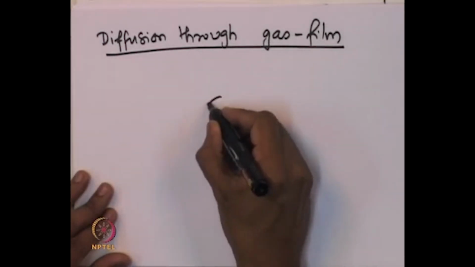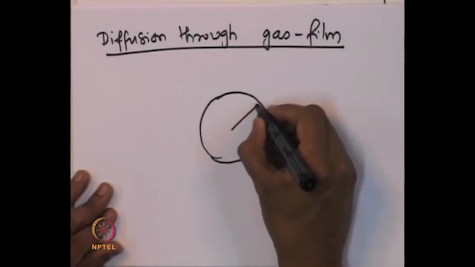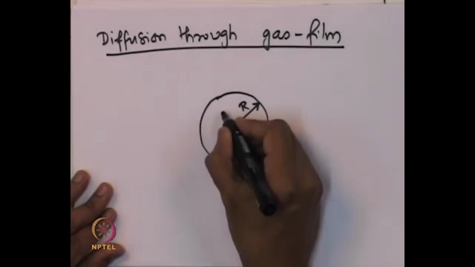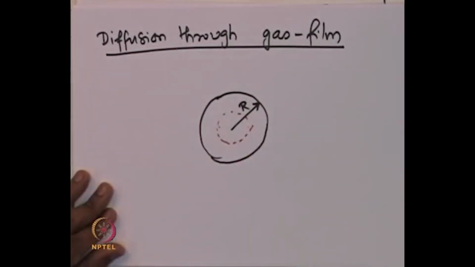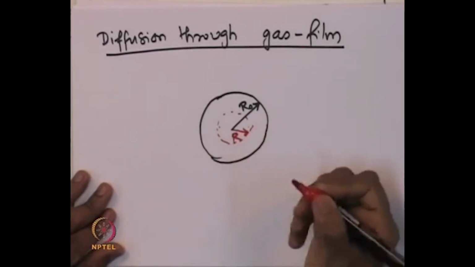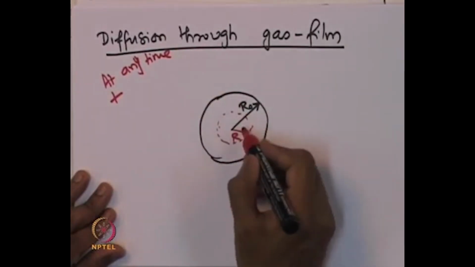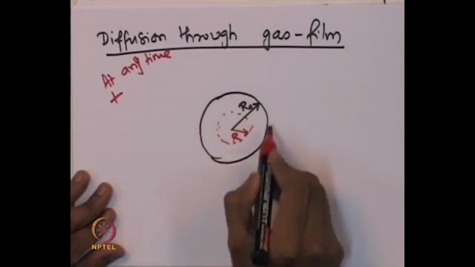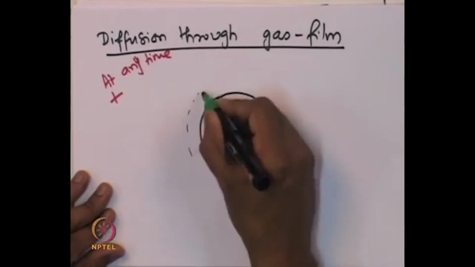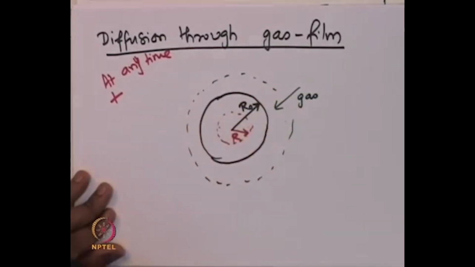Now, what happens here? Suppose this is the original particle with which the reaction was initiated, with initial radius r naught, and the radius of the unreacted core, depicted in red color here, is r at any time t. Let us assume that there is a gas phase present around it. So, this is the gas phase and this is the unreacted core.